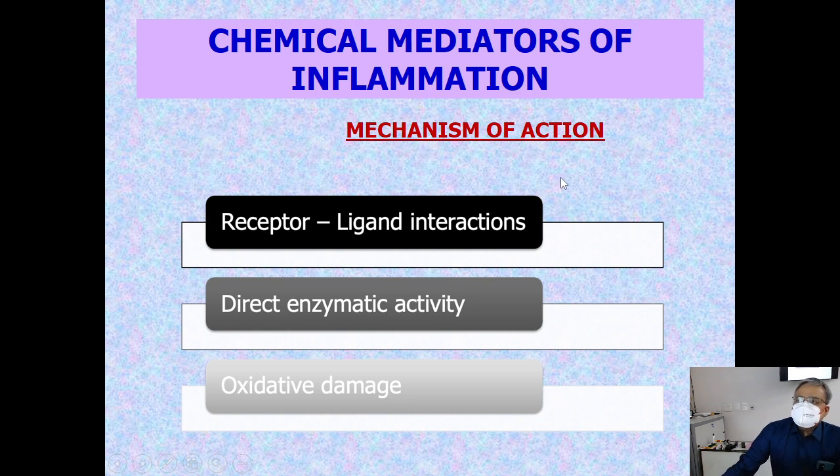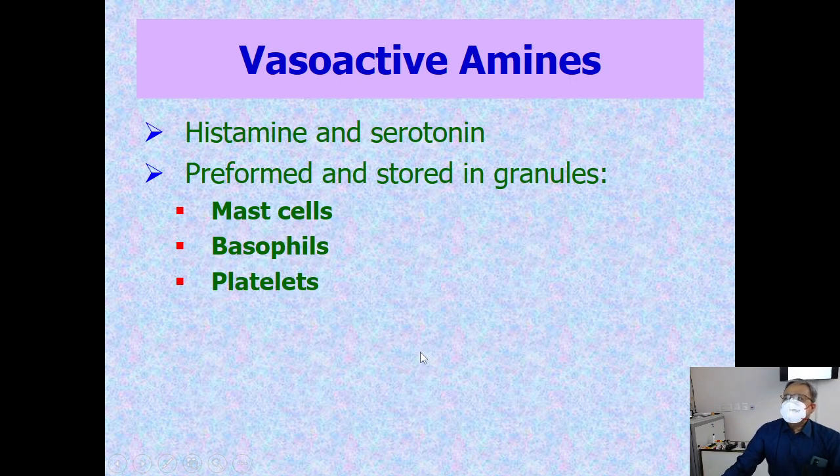So there's a long list and each of those has other subclasses, but all of them have a receptor ligand interaction mostly. Some have direct enzymatic activity and certain things are just going to cause damage. So they don't have subsequent downstream regulation. They just cause damage. The most important of these are the vasoactive amines. Vasoactive amines are histamine and serotonin. They are kept in mast cells, basophils, and platelets. They're kept sequestered and ready for action.